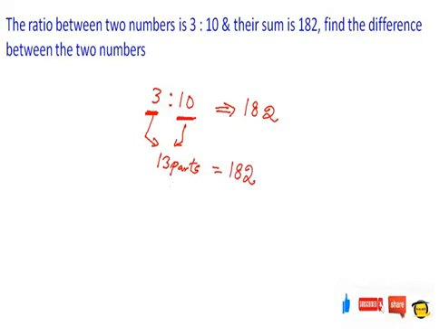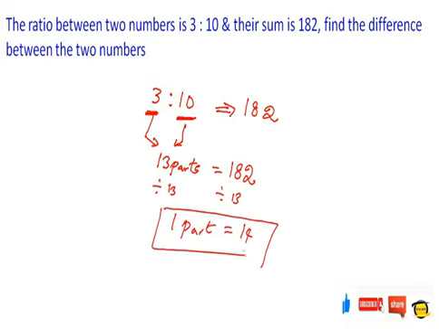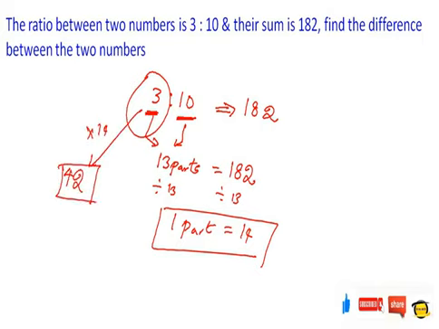So what will be the value for one part? Just divide by 13 on both sides. So the value of one part is going to be 14. Right. So which means what is going to be the value for 3 parts of the number? 3 times 14, that's going to be 42. So the first number is 42.